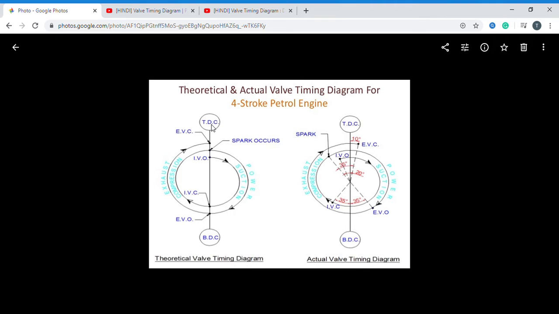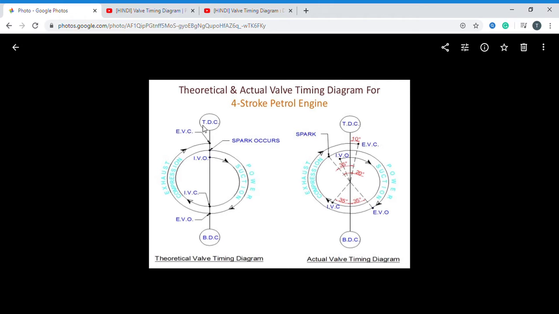This is the top dead center of the engine cylinder, and this is the bottom dead center. So what does valve timing diagram mean? The valve opening and closing timing and the crank angle position, these two important aspects are concentrated in the timing diagram. These two factors are required to draw the valve timing diagram.